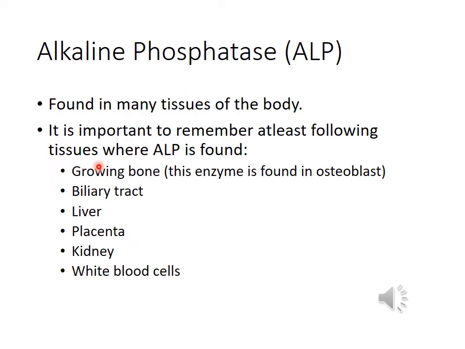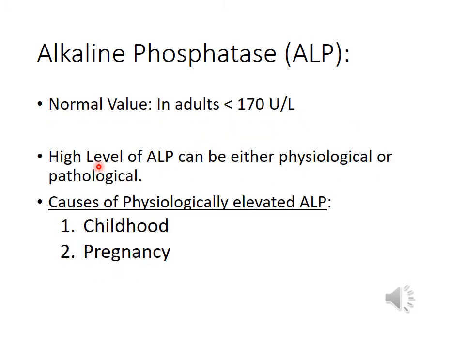Where is alkaline phosphatase found? Alkaline phosphatase is found in many tissues of the body, but at least try to remember the following 6 tissues: growing bone, biliary tract, liver, placenta, kidney, and white blood cells. The normal range of alkaline phosphatase is less than 170 units per liter in adults.